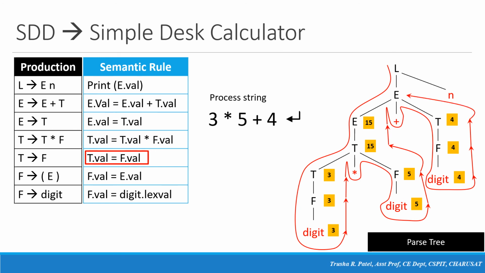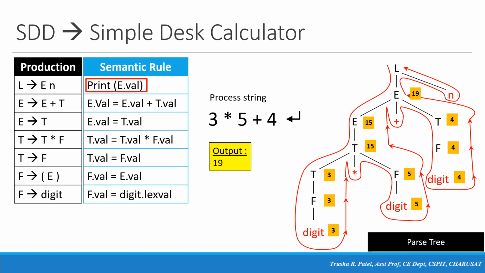Now we are traversing from T to E. So E plus T combine with E. So the production rule associated is E dot value is equals to E dot value plus T dot value. So 15 plus 4, 19 is assigned to E. Then we are traversing from E to N and N to L. So the rule is print the value of E. So the value of E is 19, which will be printed on the output screen.